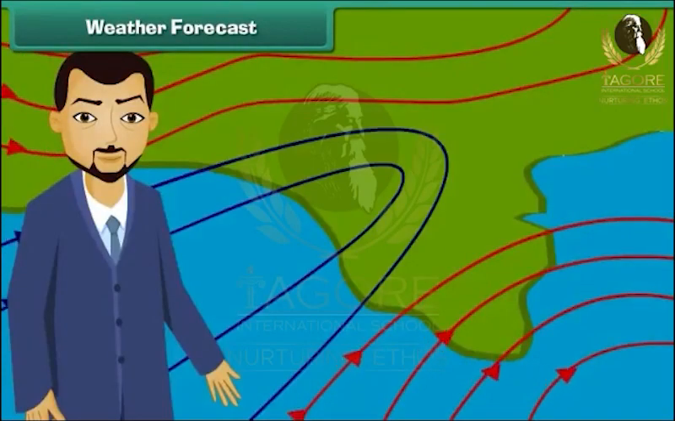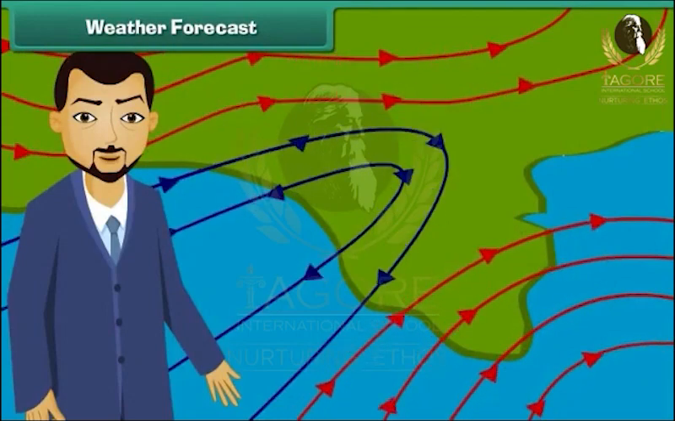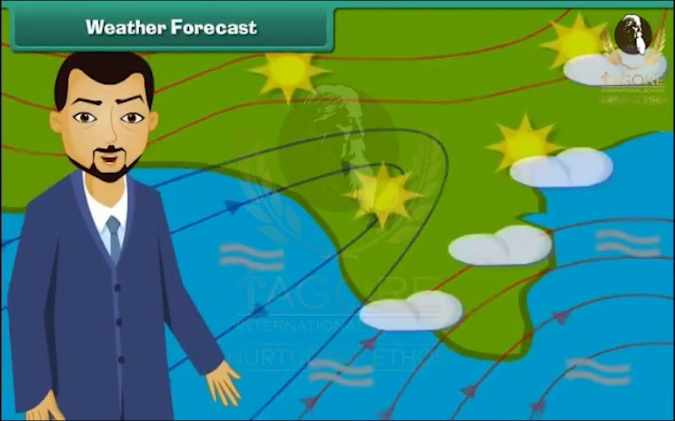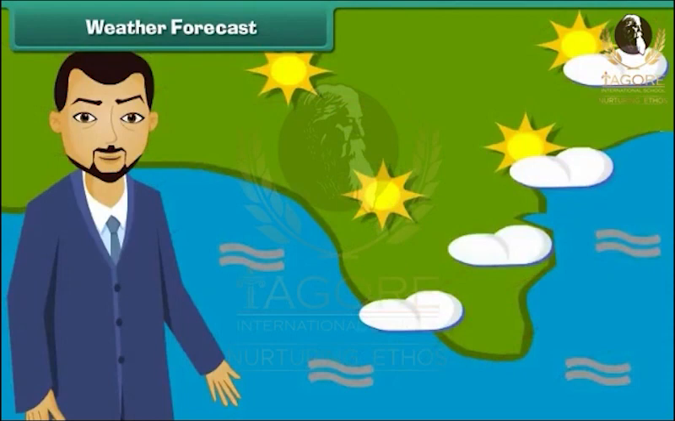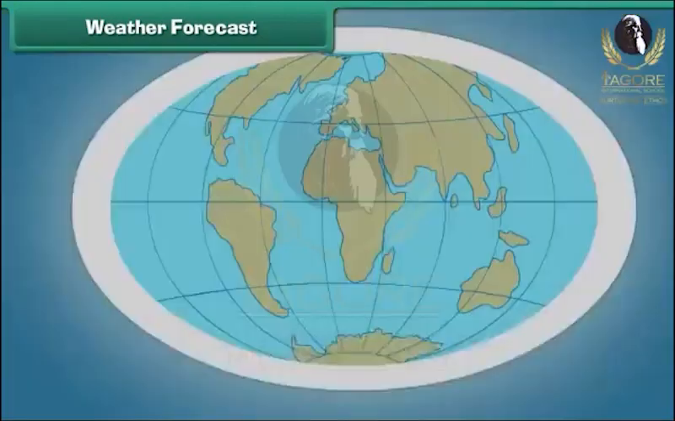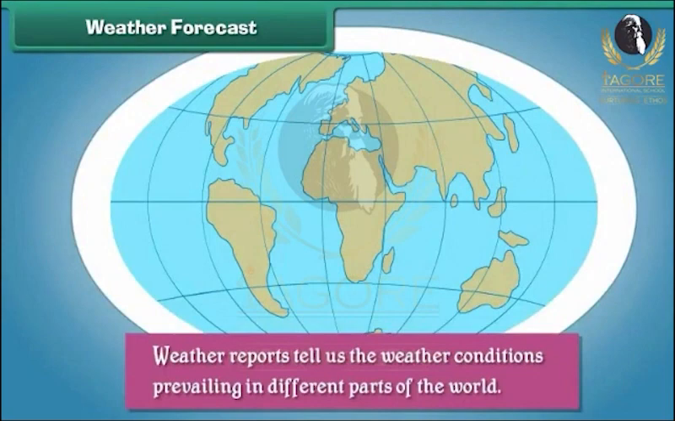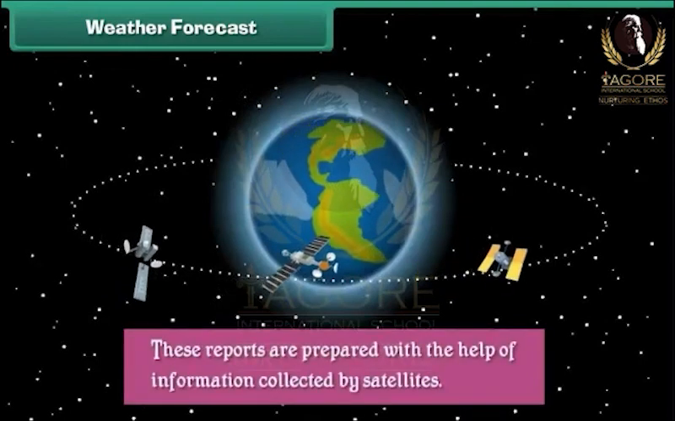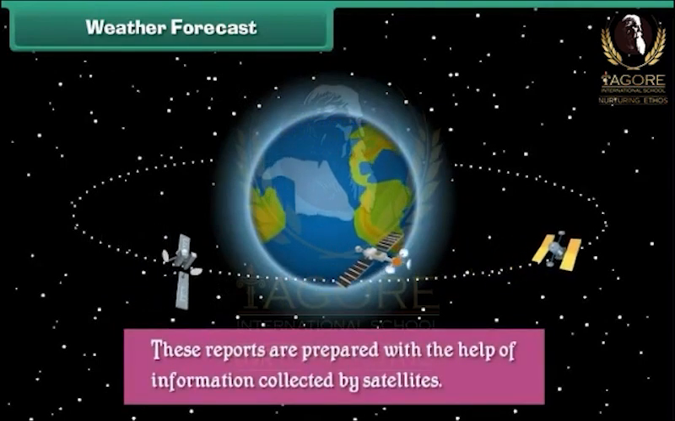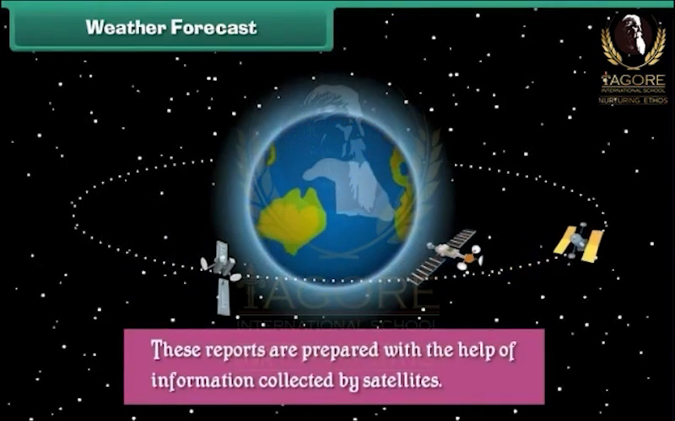Weather forecast. Prediction of the future weather conditions of an area is called weather forecast. Weather forecast predicts the temperature, humidity, and possibility of rainfalls in a particular area in the near future. Weather reports tell us the weather conditions prevailing in different parts of the world. These reports are prepared with the help of information collected by satellites.